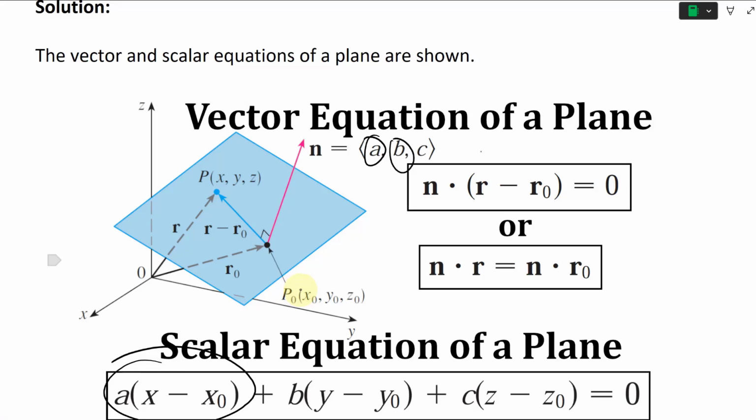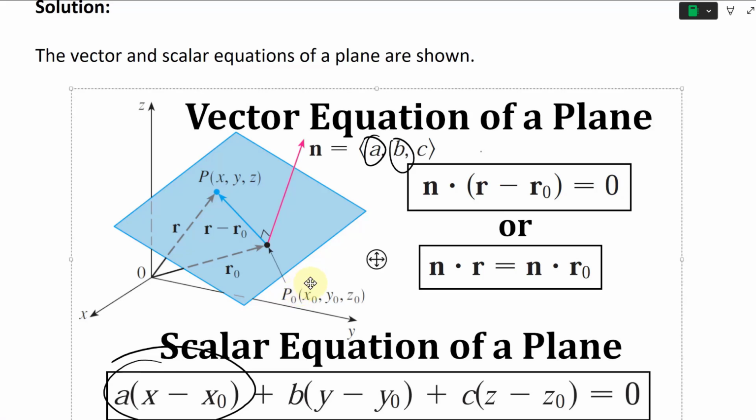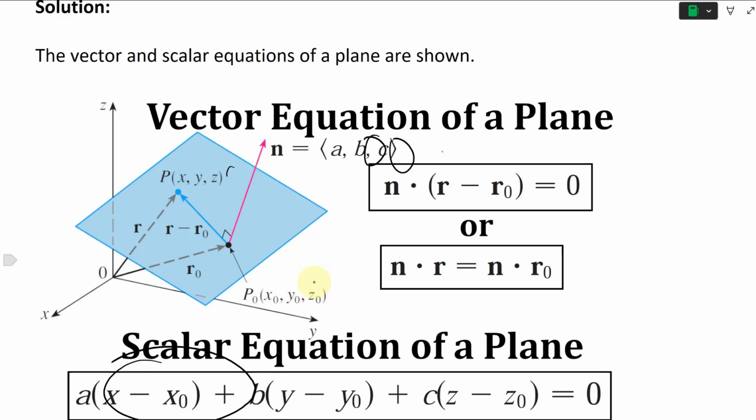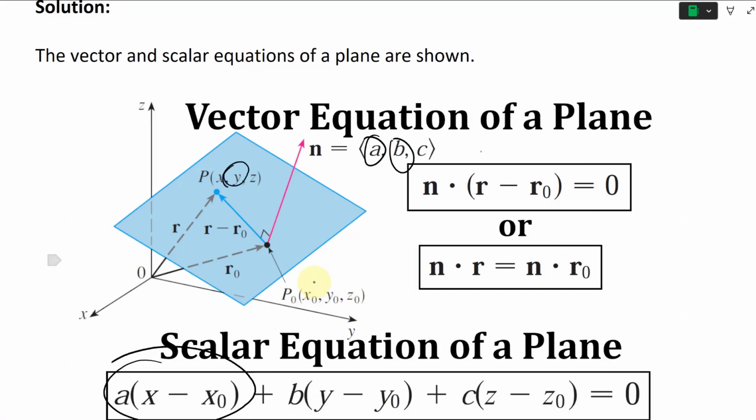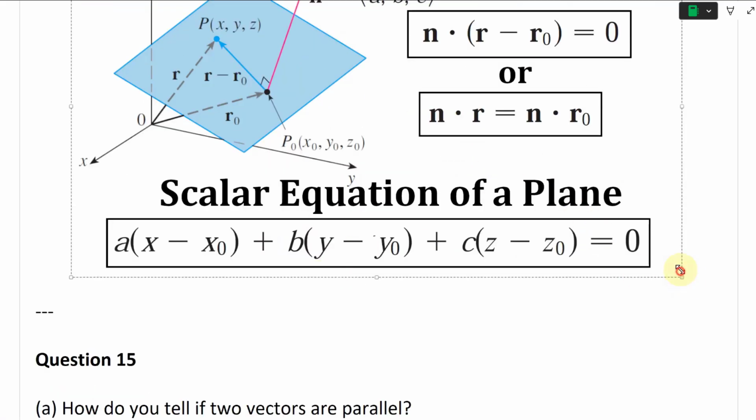The next one is going to be b times the y components, so b times y minus y naught. The last one is c times z minus z naught. And they all equal 0. Dot product is equal to 0. So yes, that's quite amazing stuff there.